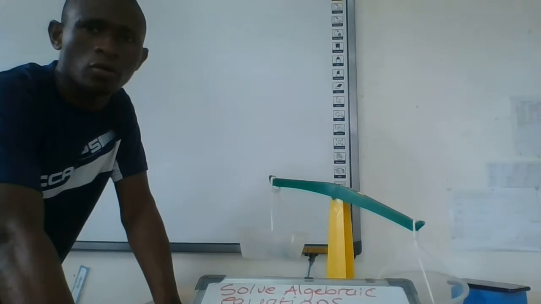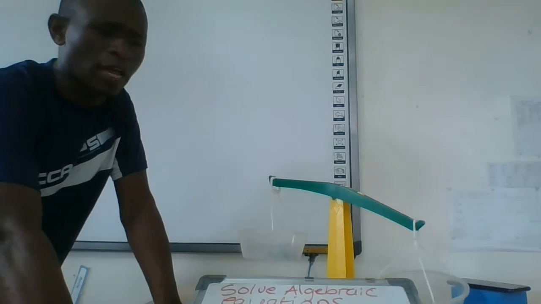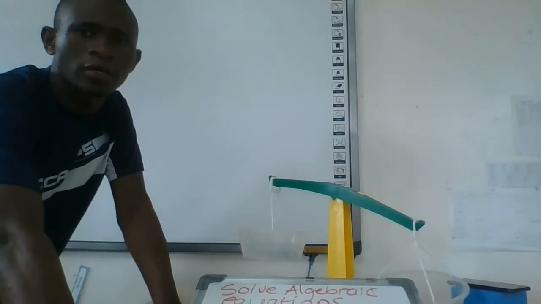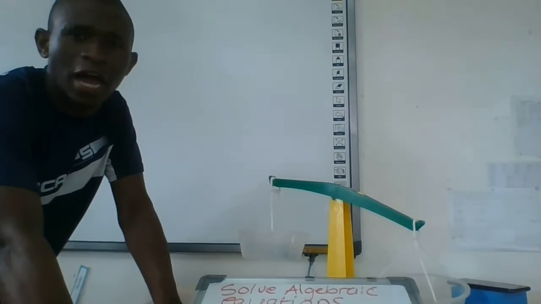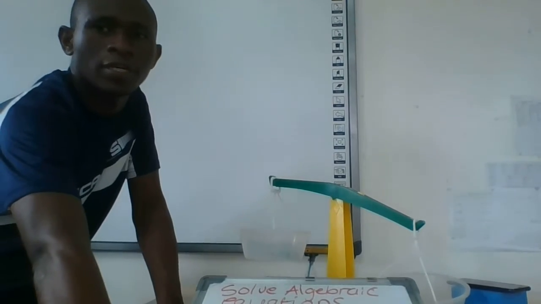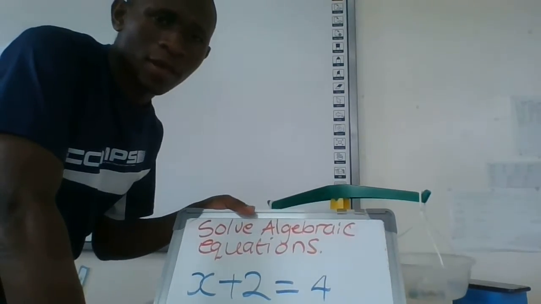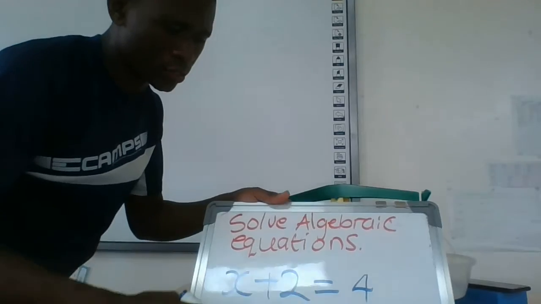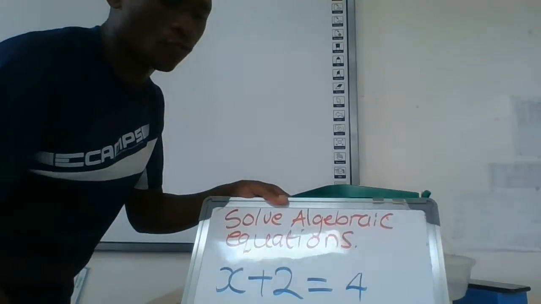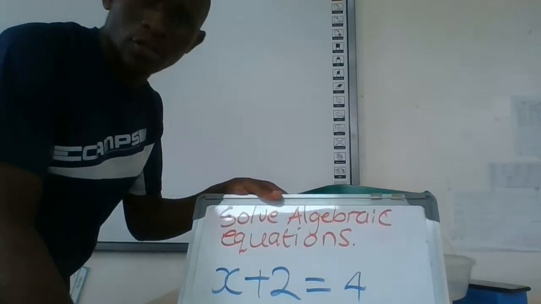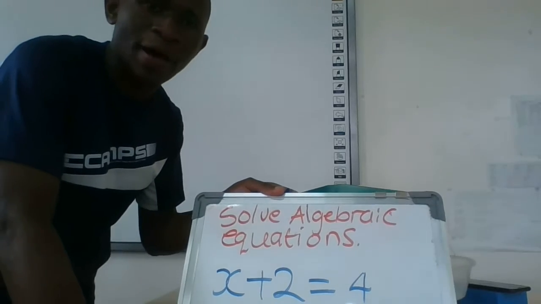Today we are going to learn how to solve algebraic equations. We have been learning how to form different algebraic equations. So today we are going to learn how to solve an algebraic equation. A good example of an equation is x plus 2 is equal to 4. So we are going to do this practically using a bin balance.